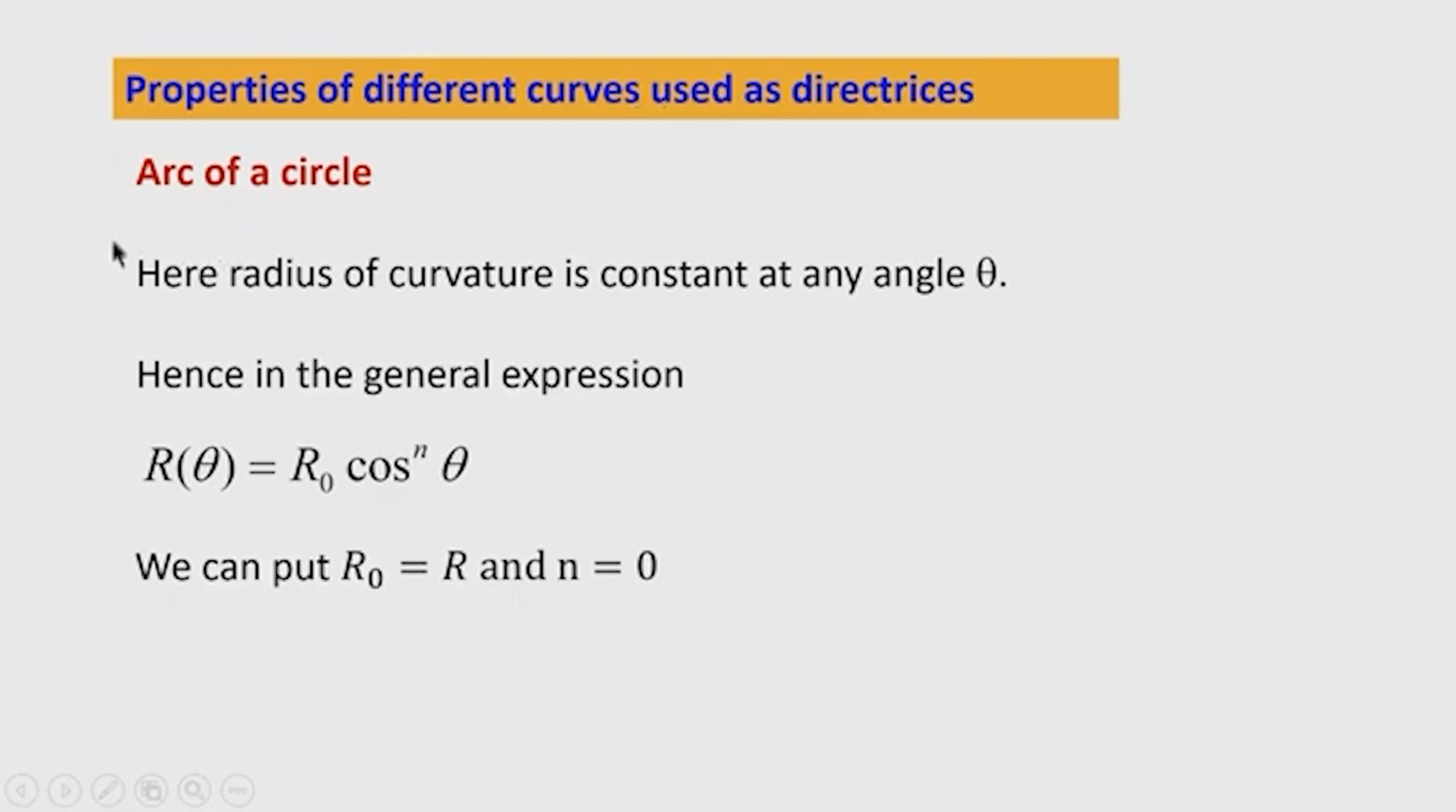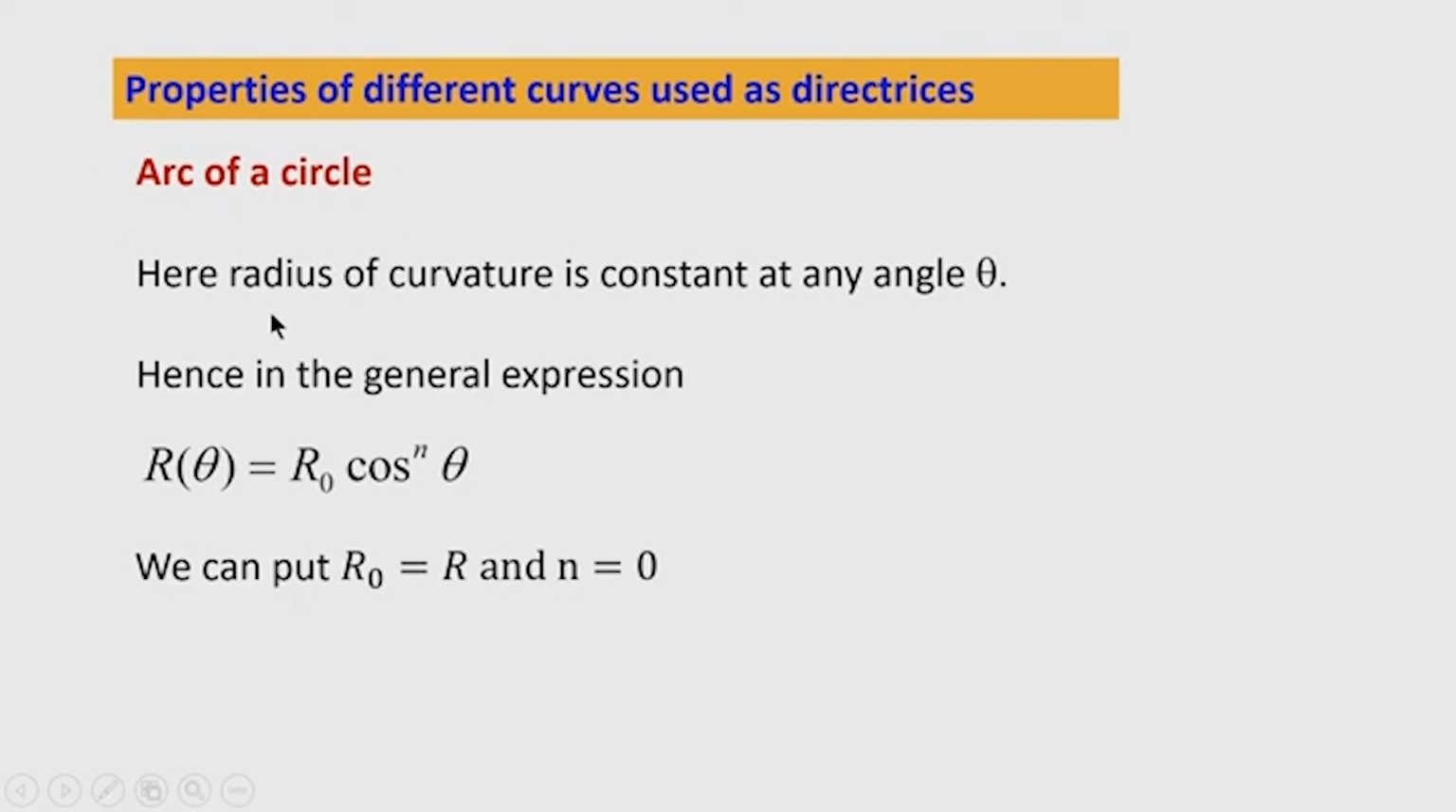To solve the numerical problems on the cylindrical shell, we should know the properties of different directrices, and properties of directrices were expressed in the intrinsic form r is equal to r naught cos to the power n theta. So, therefore, the different curves are treated here to find out their equation in the form of r naught cos to the power n theta. First, let us see which is a very common type of directrix, an arc of a circle.